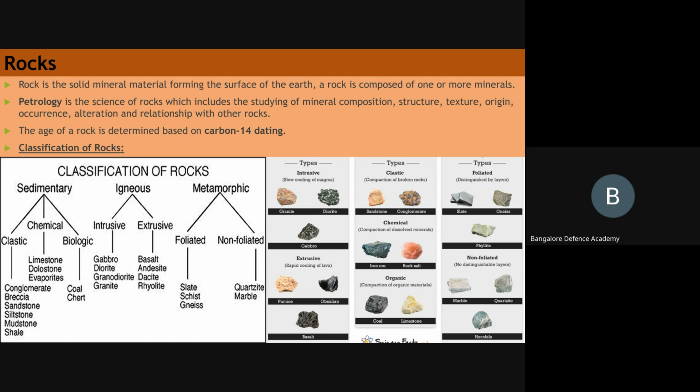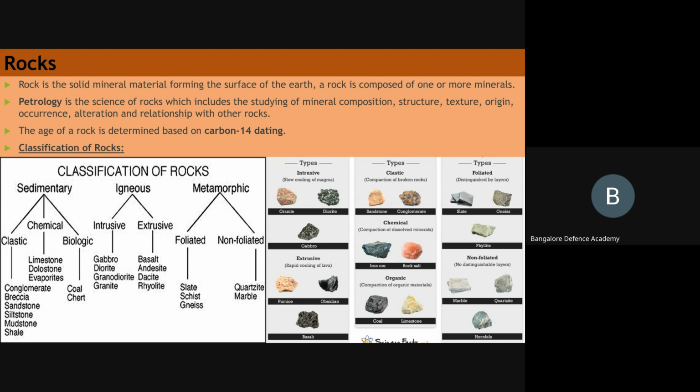The sedimentary rock is again divided into three, depending upon how this sedimentary rock was formed. What is the first type? One is called clastic. Clastic means the rock forming because of physical phenomena, the physical characteristics of the rock, like pressure and temperature. Because of the pressure and temperature, the rock was formed. That is called a clastic type of rock, or mechanical.